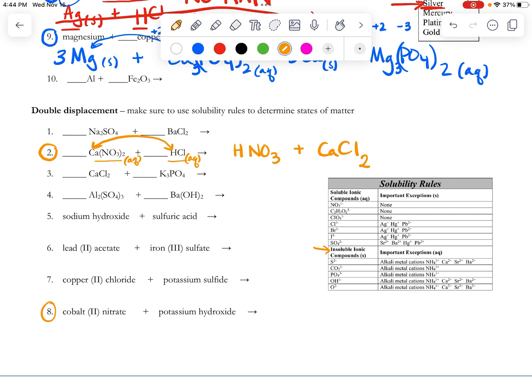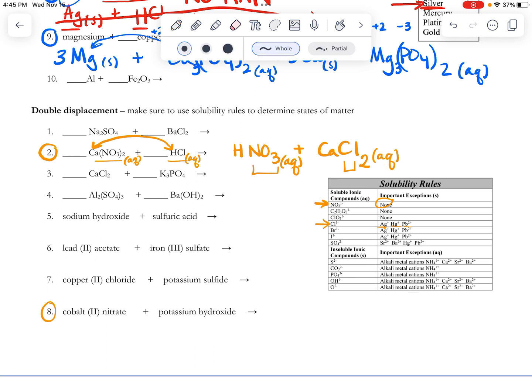Next thing I need to do is check to see if we have produced an insoluble compound over here. When we're looking for that, we are considering the anions, NO3 and Cl. Let's start with NO3. NO3 is listed as a soluble ionic compound, and it has no exceptions. So this is going to be soluble, which means aqueous or dissolved in solution. Cl is also on the soluble list, and the exceptions are silver, mercury, or lead. But here we have calcium, so it's not an exception. So this is also soluble or aqueous.